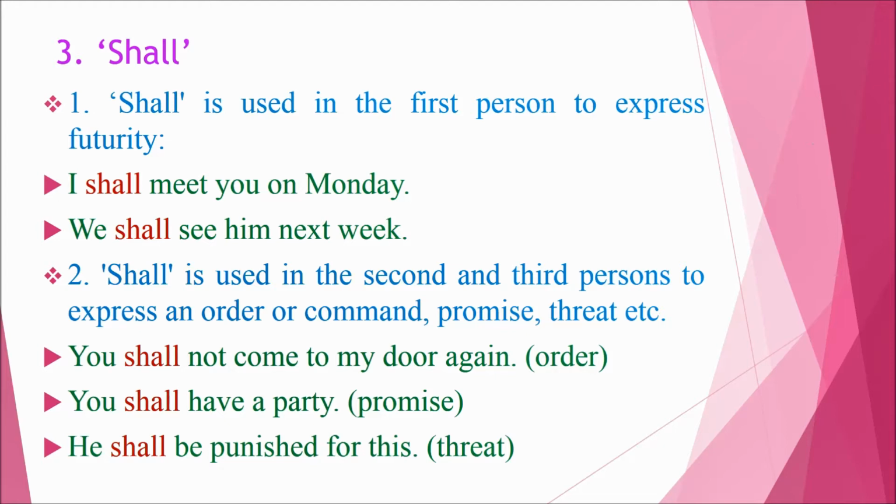Then, shall is used in the second and third persons to express an order or command, promise, threat, etc. Example sentences are: you shall not come to my door again. This sentence denotes order. The next sentence is: you shall have a party. This sentence indicates promise. He shall be punished for this. This sentence refers to threat.